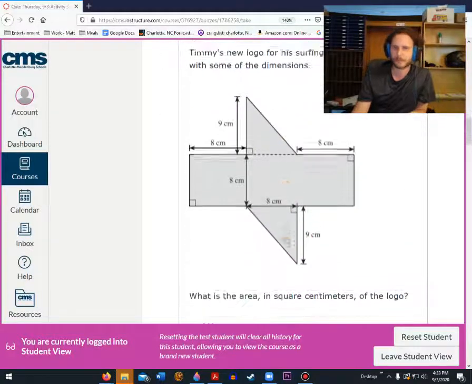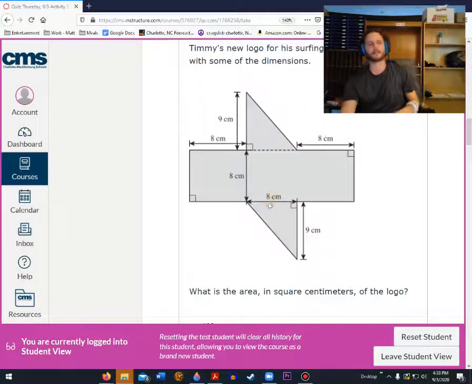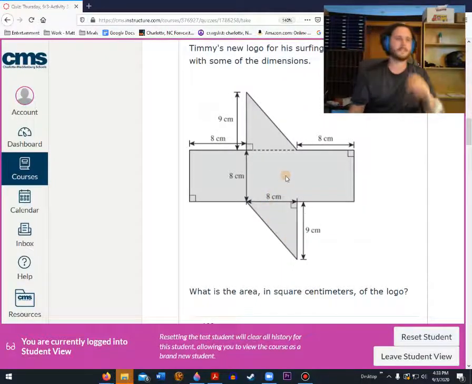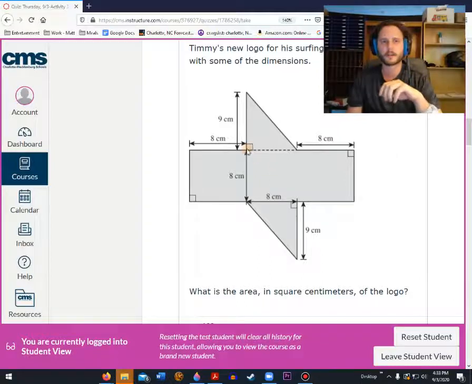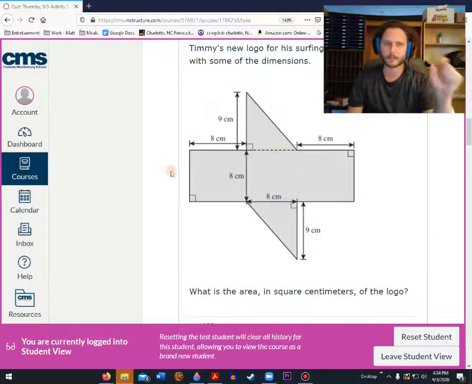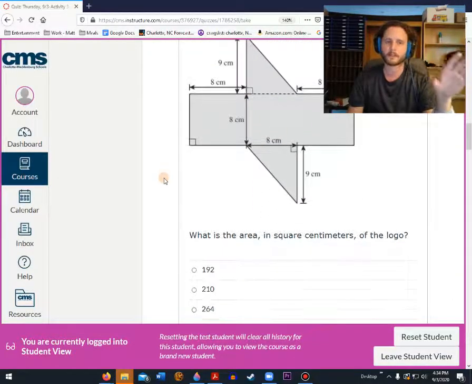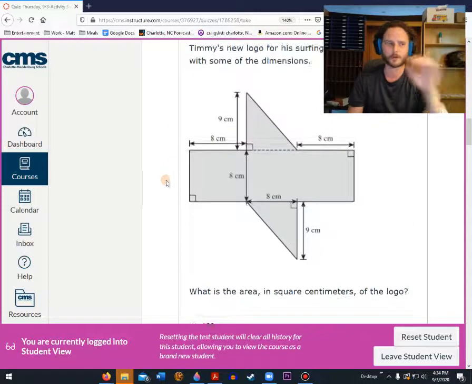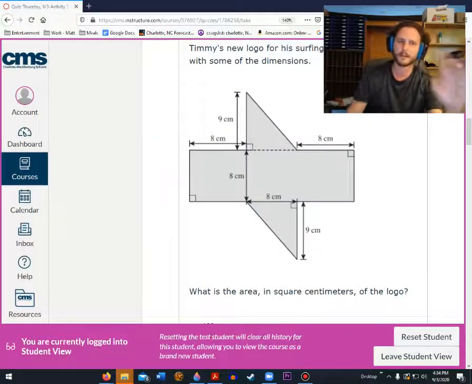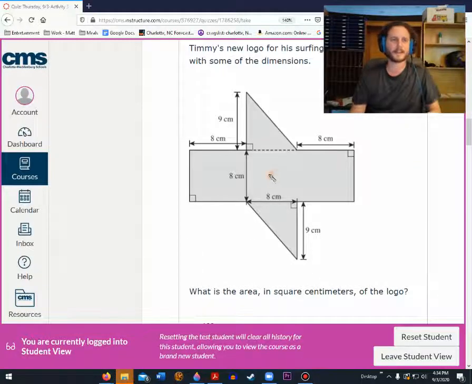Wasn't really designed to annotate on the screen. Number 3, Timmy's new logo for a surfing club is printed below. Here are the dimensions. What is the area in square centimeters of this logo? For this one, it's too big for me to show all the answer choices, so I'm just going to go ahead and do this as though it was an open choice.